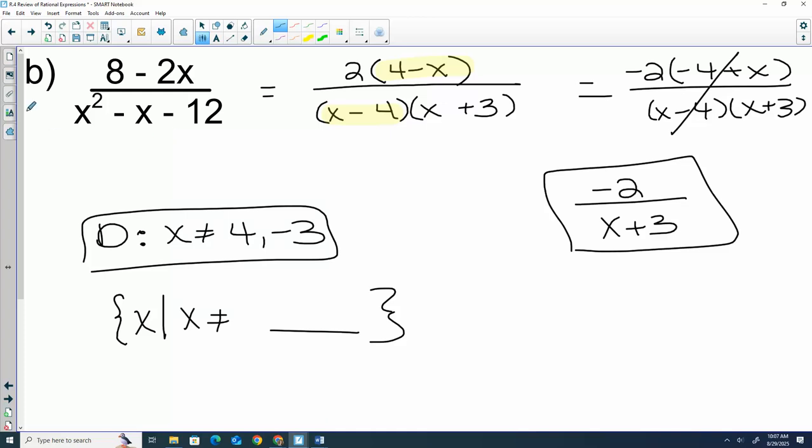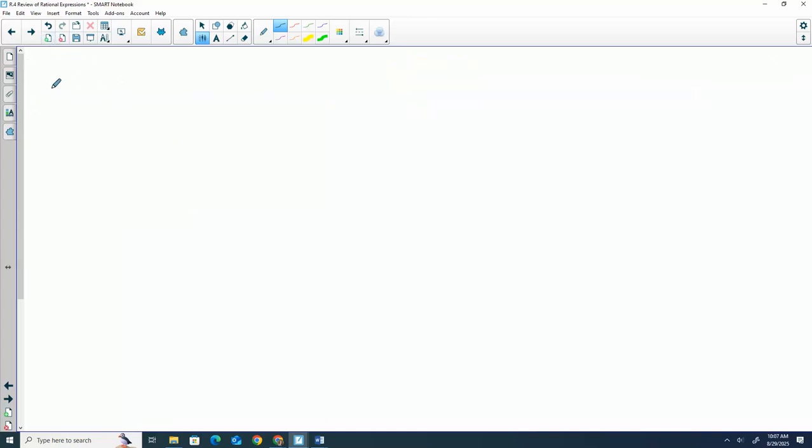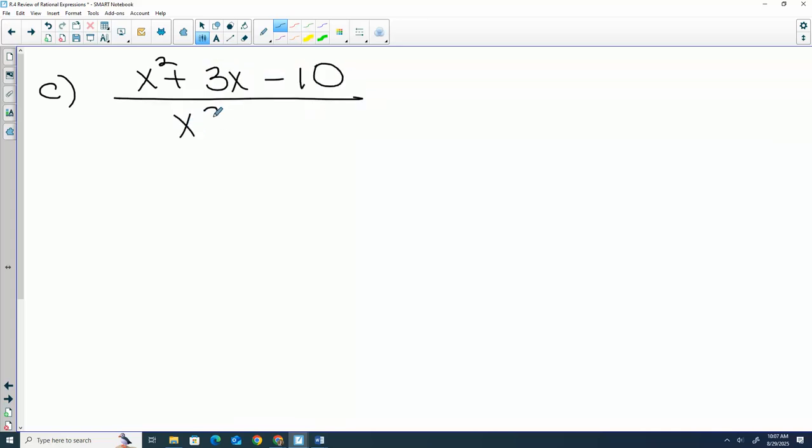I want you guys to try one. Let's say we have x squared plus 3x minus 10 over x squared minus 25. I want the domain and the lowest terms.